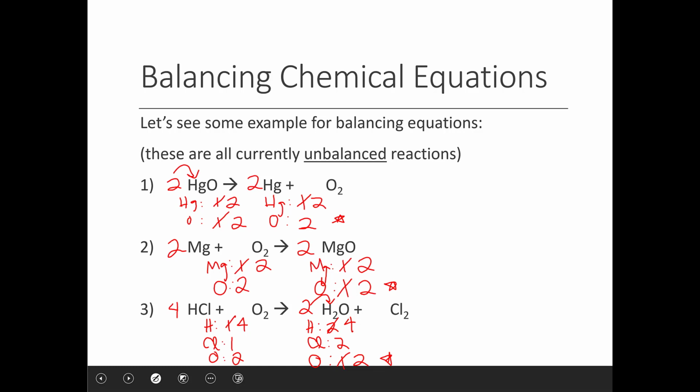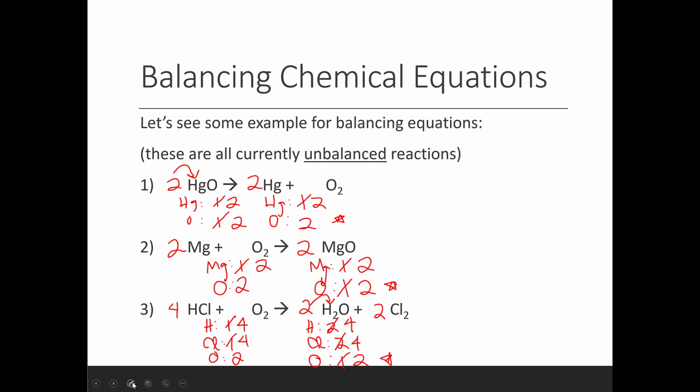When I put a 4 in front of HCl, yeah, I have 4 hydrogens, but now I also have 4 chlorines. And in order to balance out my 4 chlorines, get this to 4, I'm going to have to put a 2 in front of Cl2. Right, 2 times Cl2, that'll give me 4 chlorines.